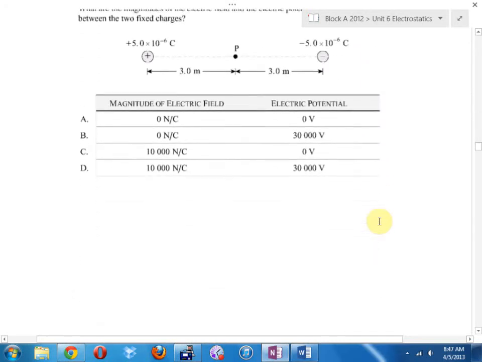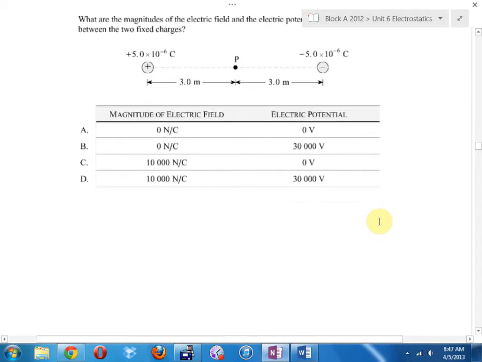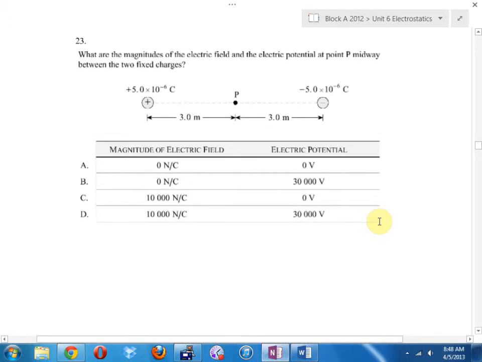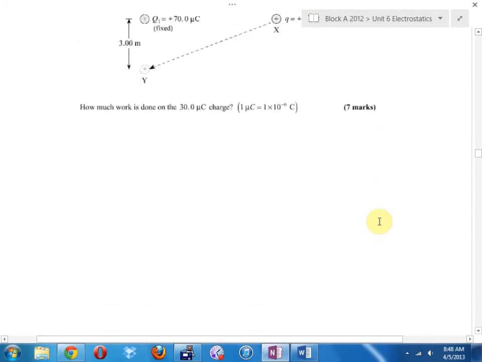23, electric field, yeah. Oh, this is nice, electric field and electric potential, so asking you to figure out which one's which. You know what, that might make a nice part A and part B for a written question. Or I could do it as one multiple choice. 24 is good.